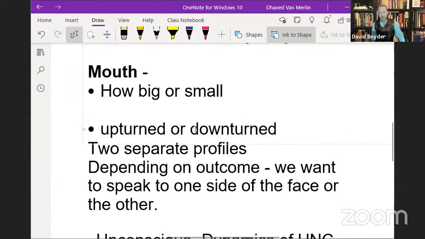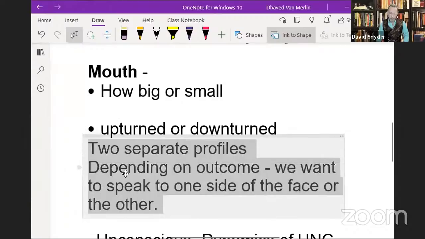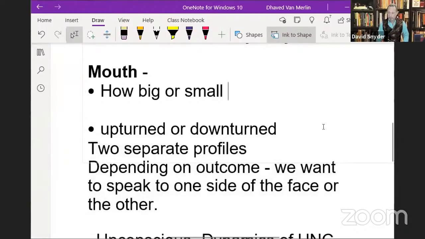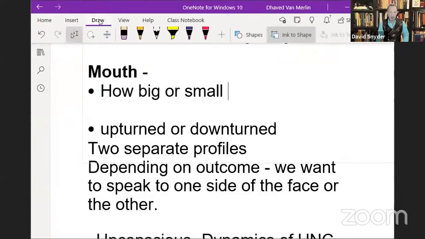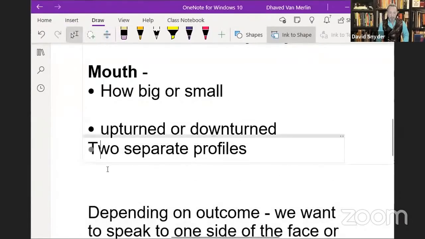But you'll find many times when you look at your right side versus your left side that the thickness of the lips, for example, differs. Let me move this really quick. Okay, that's not helping me. For some reason, it's not letting me. Okay. How big are the lips? Are the lips fuller on one side versus the other?